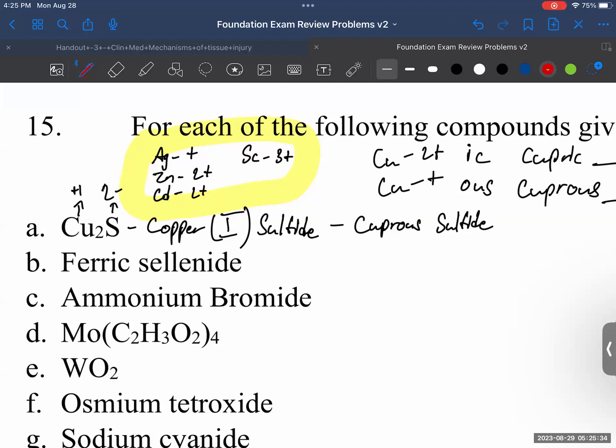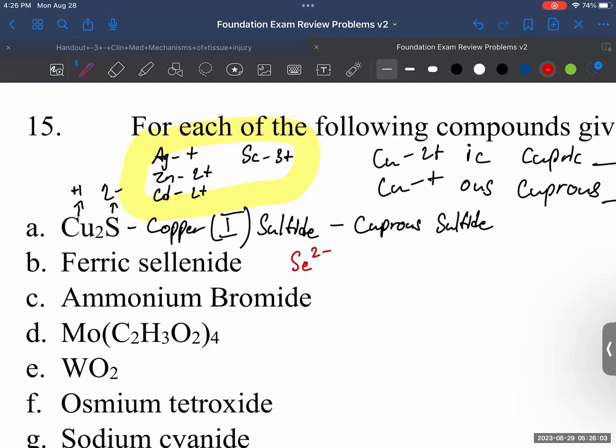Ferric selenide. So selenide corresponds to which non-metal? Selenium. What charge does selenium have? Use a periodic table, that's allowed. Say it louder. No, -2. I heard someone. So selenium has a charge of 2-. So we'll keep that aside for now.